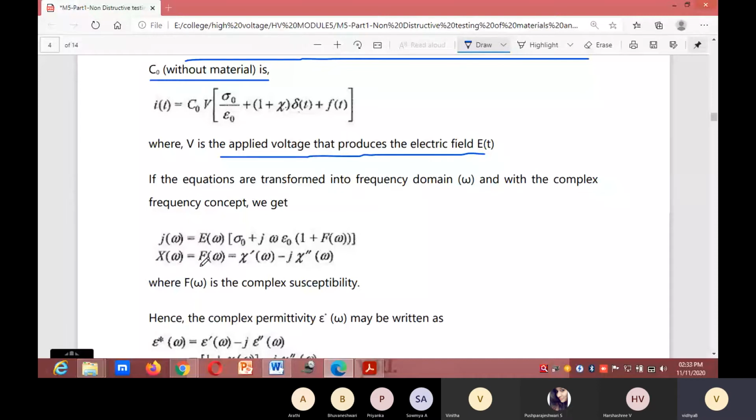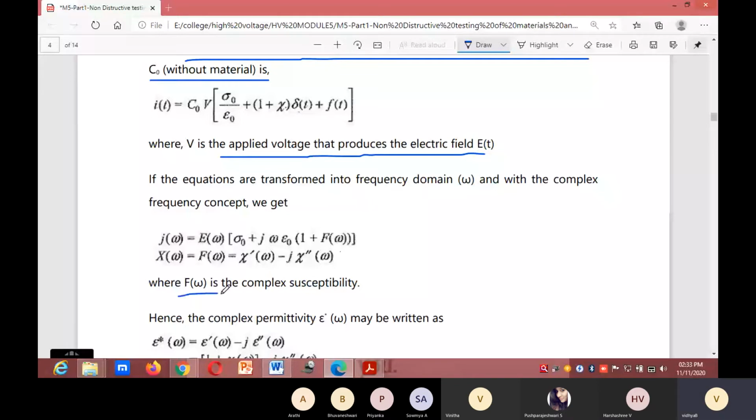X of omega is equal to chi dash of omega minus j chi double dash of omega. This is the complex susceptibility.